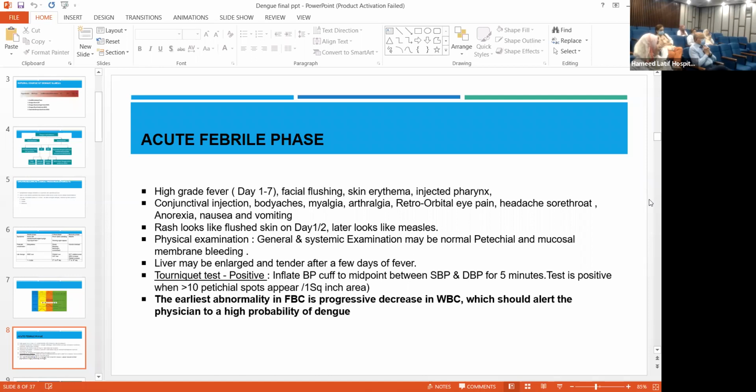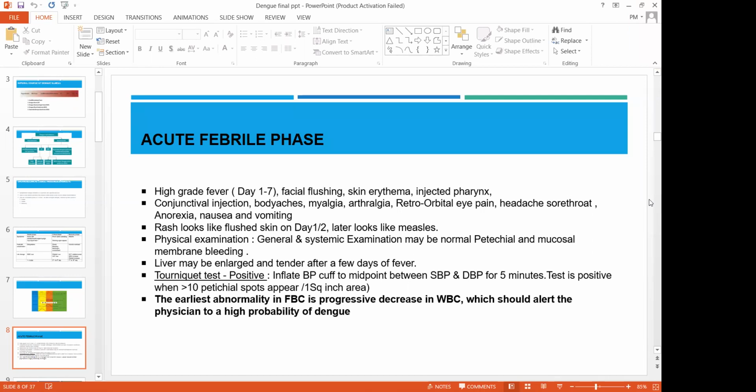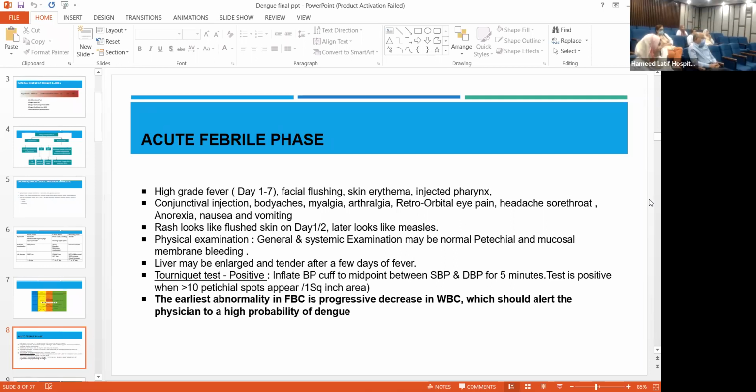Anorexia, nausea, and vomiting are also alarming. Vomiting should also be considered alarming in this case. Rash looks like measles sometimes, so this can be misdiagnosed as measles as well. On physical examination, there can be petechial or mucosal membrane bleeding.